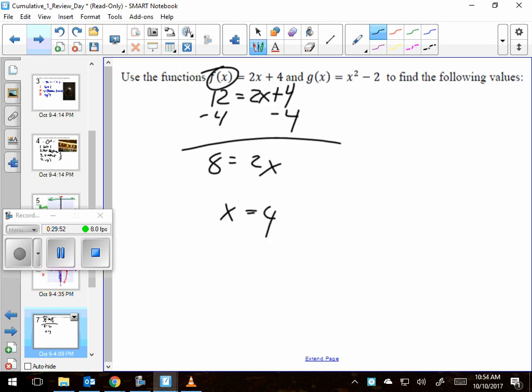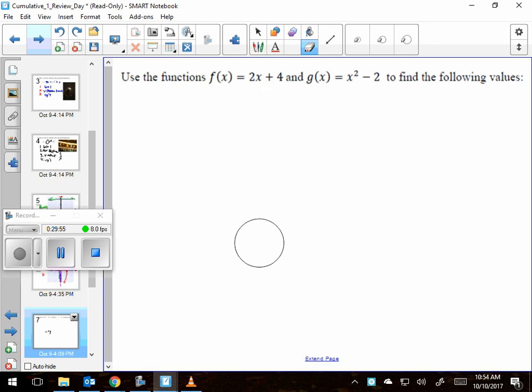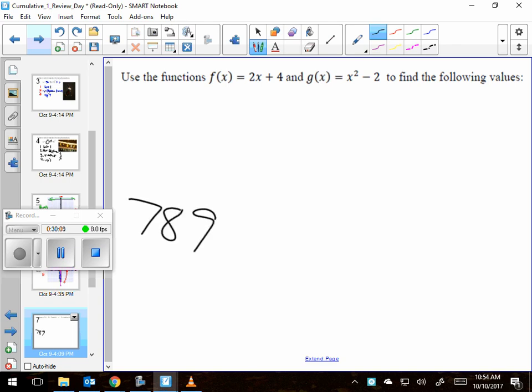How about if I have one function eat the other function? If f of g of x just happened, which one got eaten? G got eaten. Tell me what that comes out to. Some of you are like, but you didn't tell me what number x was. You're right. So just have the one function eat the other function, and we have to leave the x in there because we don't know what x is.